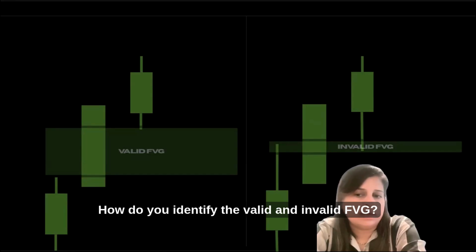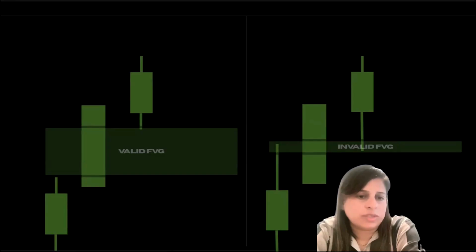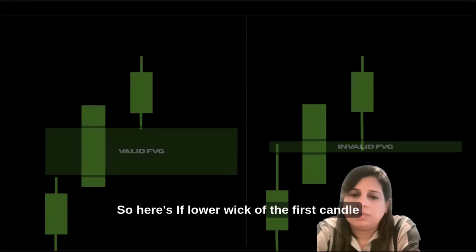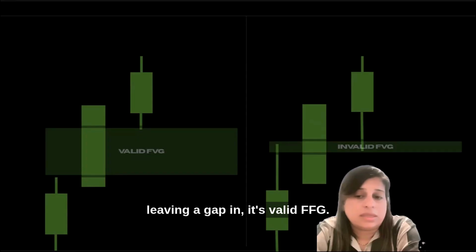How to identify the valid and invalid FVG? In case of bullish, if the upper wick of the first candle and the lower wick of the third candle aren't intersecting and leave a gap behind, it is a valid FVG. If the upper wick of the first candle and the lower wick of the third candle are intersecting and aren't leaving a gap behind, it is an invalid FVG.